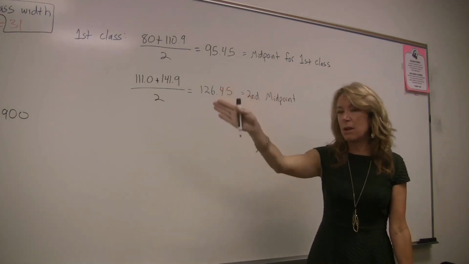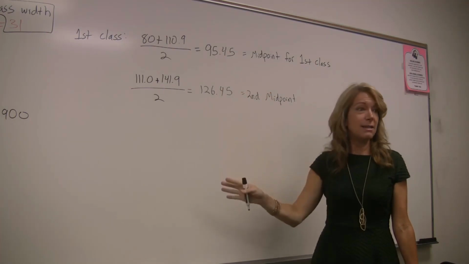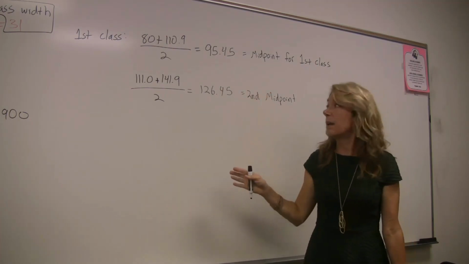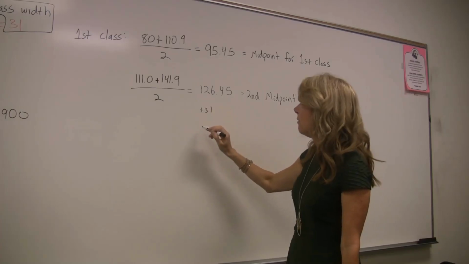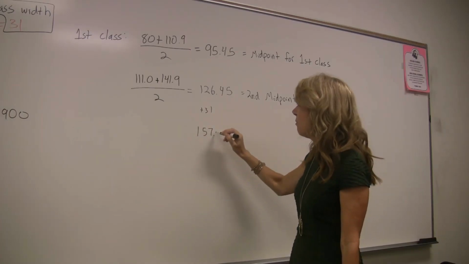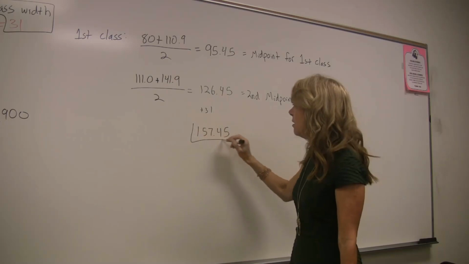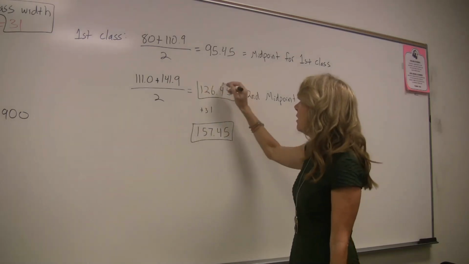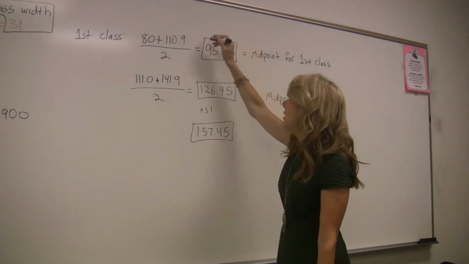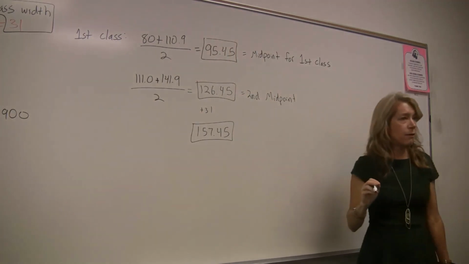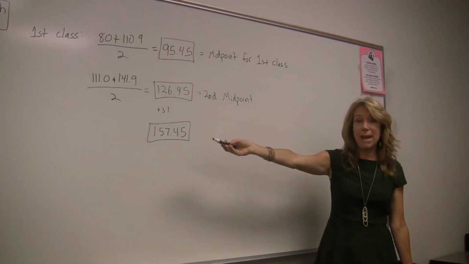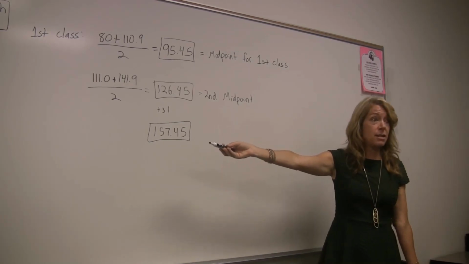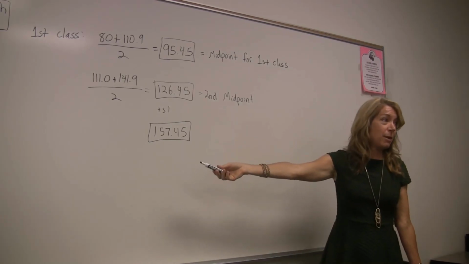Anything that lines up. The lower classes will line up. The upper classes will line up. The midpoints will line up. So the easy way here is just keep adding 31. Add 31. I now have 157.45. These guys here are my midpoints so far. You can keep doing the averaging if you want. If you're a math nerd like me, you think it's fun. Sometimes we like shortcuts to save time though.